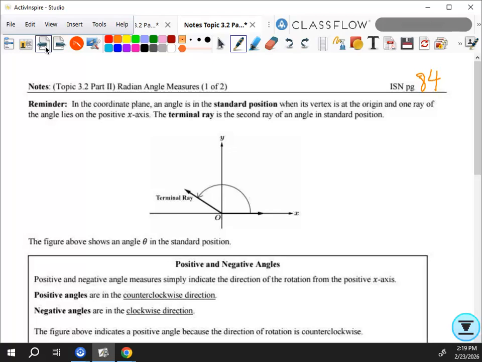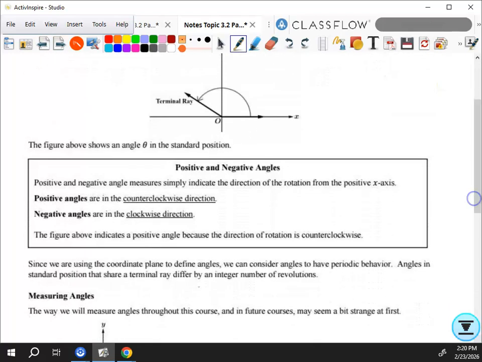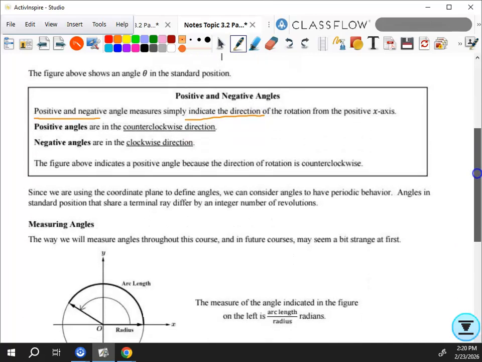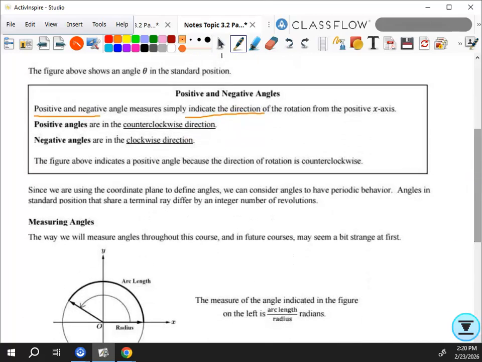Okay, this is going to go quickly too because this is stuff we've already talked about, but it doesn't hurt to see it again. So reminder, we have an angle in standard position, a terminal ray, all that good stuff. Here's our angle. This we could call theta. Positive and negative angle measures indicate the direction of the rotation. Positive angles go counterclockwise, negative angles go clockwise, right? That's all old news.